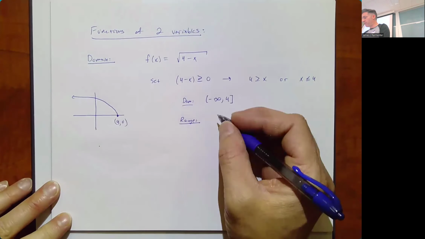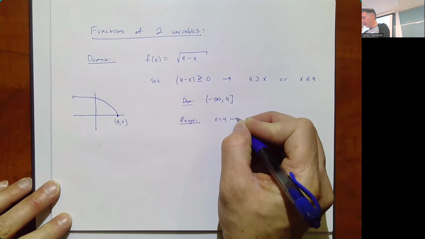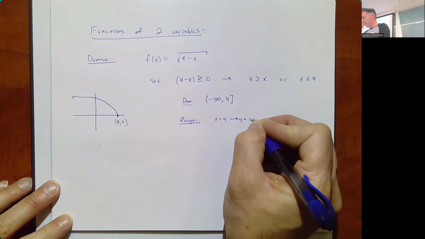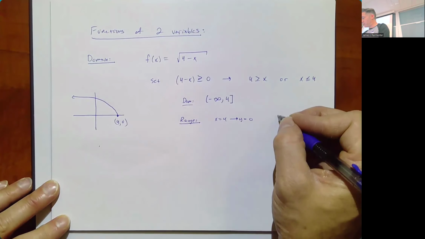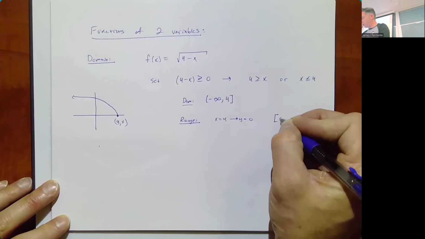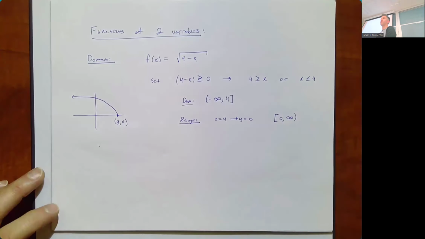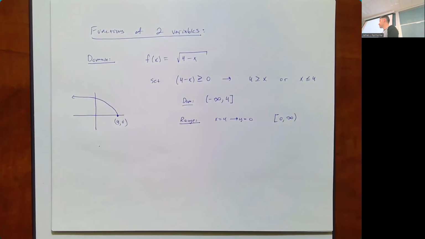So if x is 4, y is 0, and as x gets larger, y gets larger. So our range here is going to be everything from 0. Or really I should say 0 is the smallest value and you can get any value larger than that. I shouldn't say to infinity because we don't ever get to infinity.